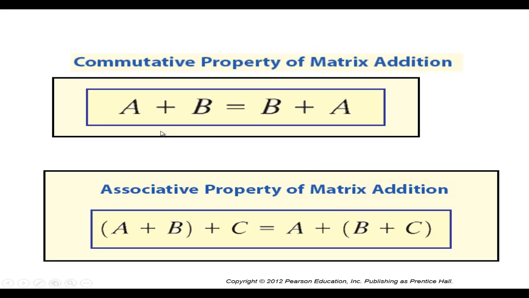We can also say that matrices follow the commutative property of addition. If we take matrix A, add it to matrix B, that would be the same thing as if we took matrix B first and then added that to matrix A. Matrices also follow the associative property of matrix addition, where if we took the first two matrices, add them together, then add the third matrix, we could also add the second and the third, we'll call them matrix B and C, together first, and then matrix A, and you would get the same result.